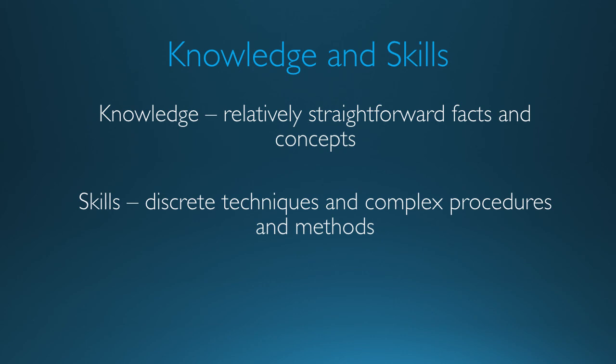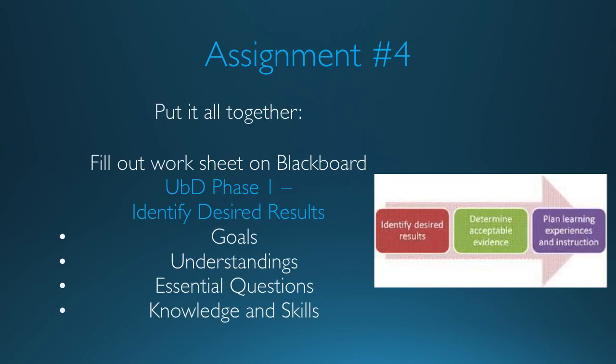And lastly, for this stage in curriculum planning, we want to begin to think about what knowledge and skills students will need to interpret in order to develop their understanding. So for your last assignment, assignment number 4, you're going to put it all together and complete the first phase of your curriculum unit of study. You will find a worksheet in Blackboard to help you with this process.